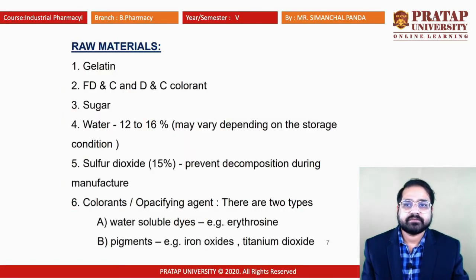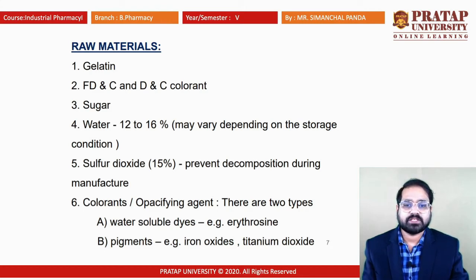So there are different raw materials for the manufacturing of capsules. That is the gelatin. Second one is the colorant, according to the FD&C and D&C colorants we can use. Sugar can be used if required, up to 12 to 16% of water, depending upon the storage conditions. Sulfur dioxide to prevent decomposition during manufacture.